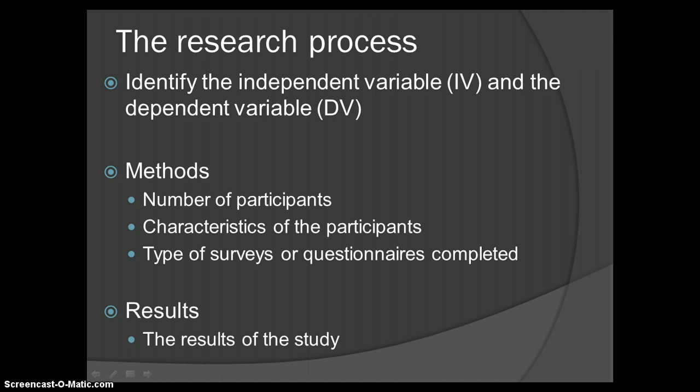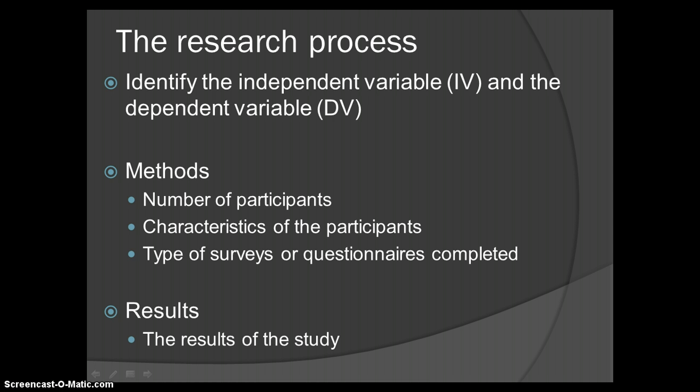You need to, of course, identify your independent variable and your dependent variable. You need to identify your methods. So while conducting the research, how many participants are you going to have? What are the characteristics of the participants? How many men, how many women do you have? Does their ethnicity or sexual orientation or relationship status matter? Is it something you should consider in your research process? What type of surveys or questionnaires did the participants complete?